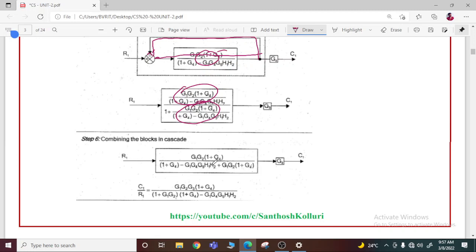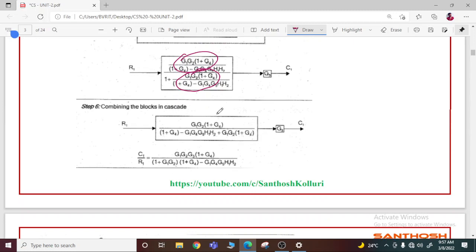And last, the block G3 is connected in cascade with this block, so this G3 will be multiplied here. So ultimately the resultant output of the first case is G1, G2, G3 by 1 plus G4 divided by 1 plus G1, G2 into 1 plus G4 minus G1, G4, G5, H1, H2. Okay? So that is your transfer function by using block diagram reduction techniques.